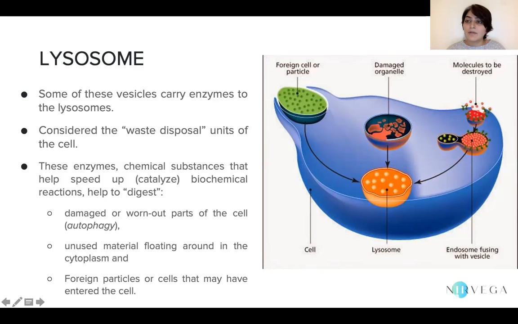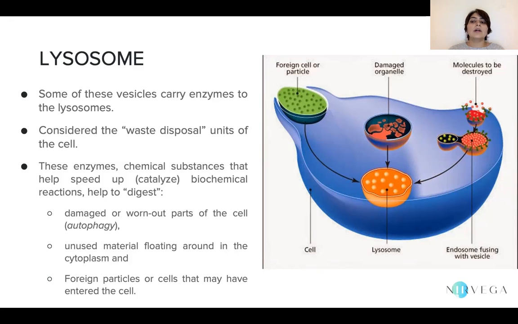These enzymes were brought by the vesicles. Okay, these enzymes within the lysosome are chemical substances that will help to speed up biochemical reactions. That is what enzymes do. If there is a chemical reaction happening within the cell, the enzyme will not participate in the reaction itself. All it will do is speed up the process of the chemical reaction. So, when the lysosome decides to digest certain materials, these enzymes will help to break down those materials very quickly.